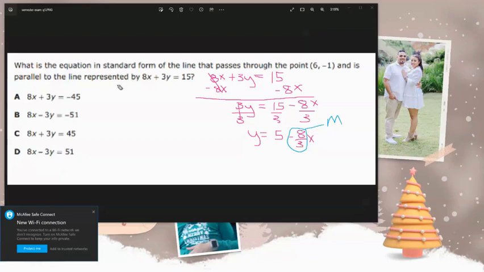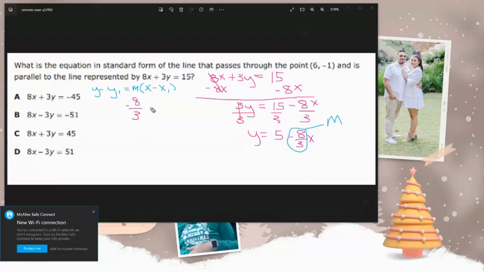So now I'm going to plug this into my point slope formula. And point slope formula looks like this: y minus y1 equals m times x minus x1. Then we're going to plug in the given information. So we know our slope is negative 8 over 3, so we're going to plug that in for m. So I have negative 8 over 3.